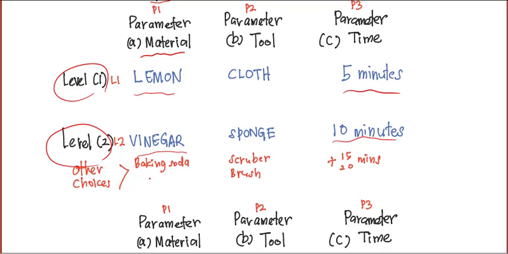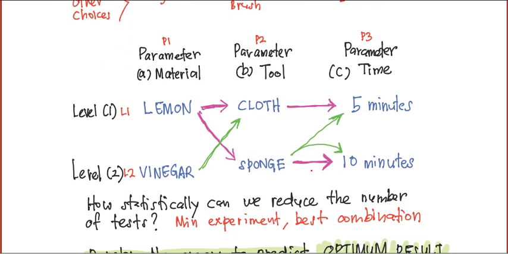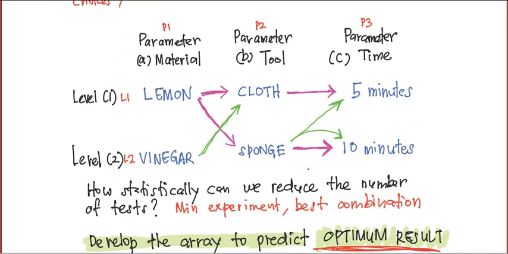For the material also we can have other choices, but what we have selected here is the simplest array, which has two levels for three parameters. Okay, now we are going to understand how we can run an experiment with the minimum required tests to understand which combination is more appropriate or more desirable here.